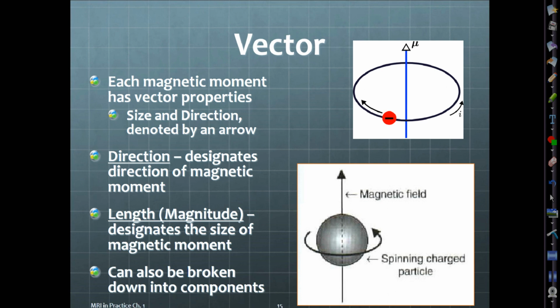All right, so let's talk about vectors for a quick second here. Each magnetic moment has vector properties, and those properties are size and direction. Make sure you know that for the registry. Every vector has a certain length, and it's pointing in a certain direction. Okay?